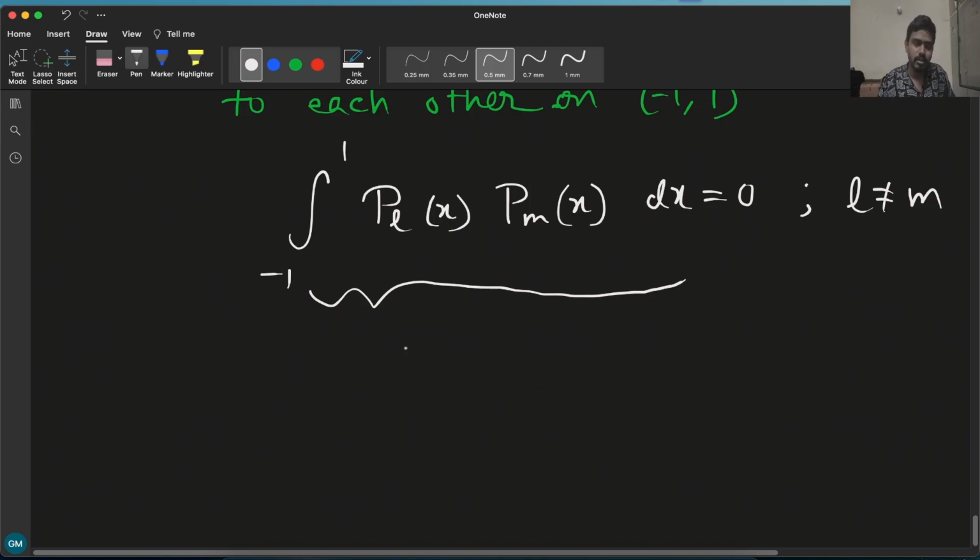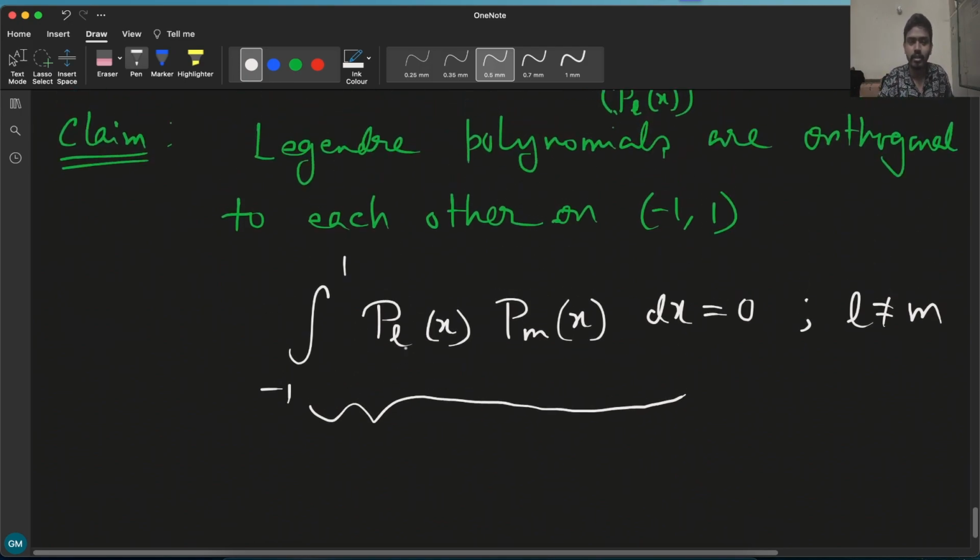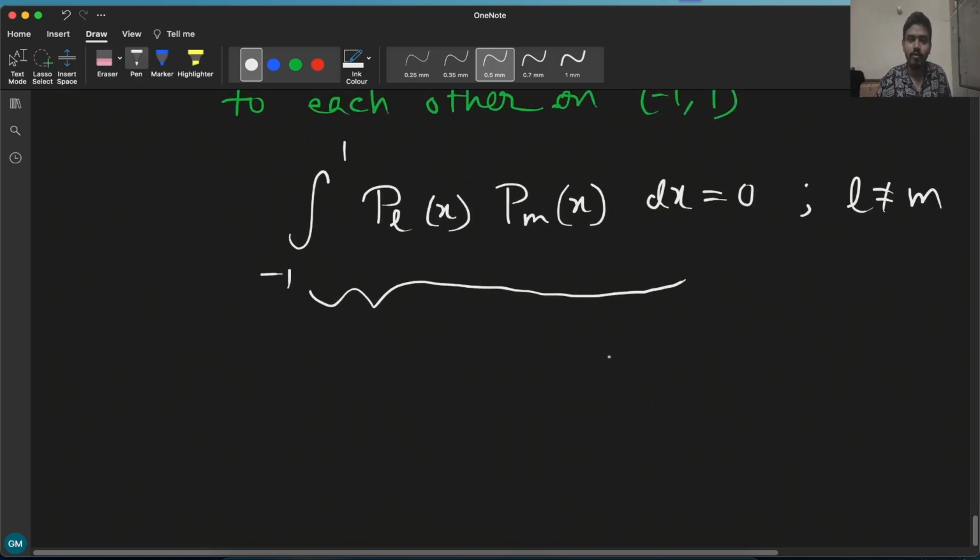Okay, so that I will do in the next class. Let me show that these Legendre polynomials are orthogonal in this class. After that we will talk about the normalization of Legendre polynomials, and combining both this orthogonality and normalization, we will call them orthonormal. So that will be a topic of discussion for the next class.